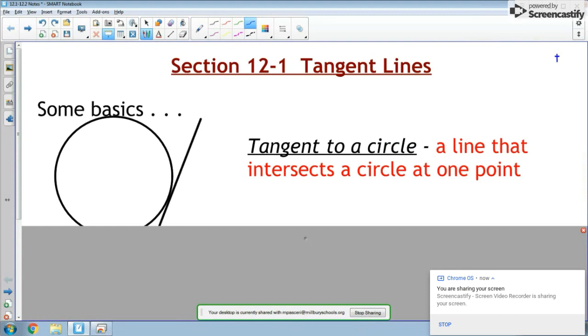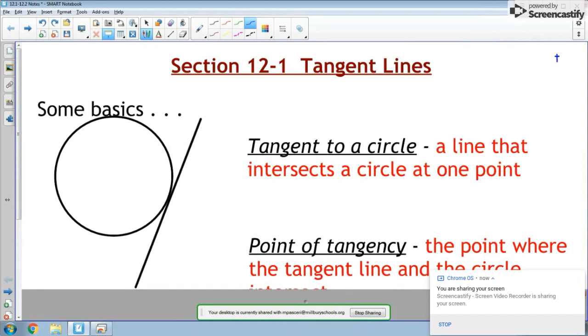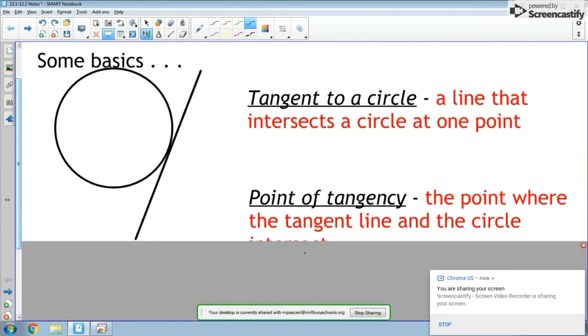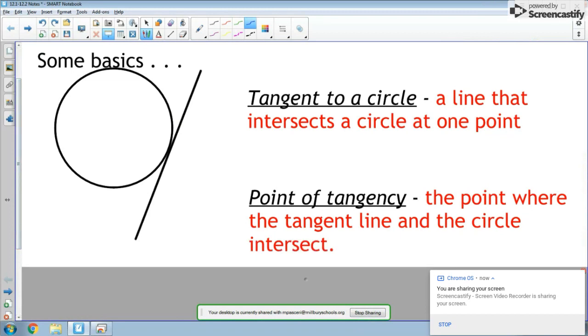So a tangent to a circle is a line that intersects a circle at one point. It doesn't really even intersect it. It touches it just ever so slightly. And a point is really, really a small place. The point of tangency is where the tangent line and the circle intersect, where they hit. So it's just touching at this one point. That's a point of tangency. A tangent to a circle is a line that intersects a circle at one point.